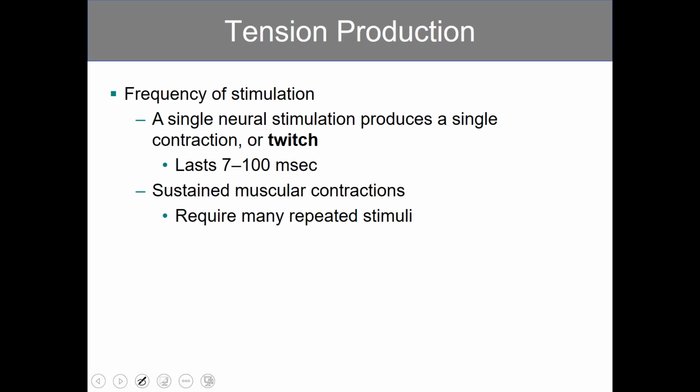The frequency of stimulation. A single neural stimulation produces a single contraction called a twitch, and twitches last between 7 and 100 milliseconds in length. In order to have sustained muscular contractions, we have to have repeated stimuli, repeated neural stimulation, or action potentials.